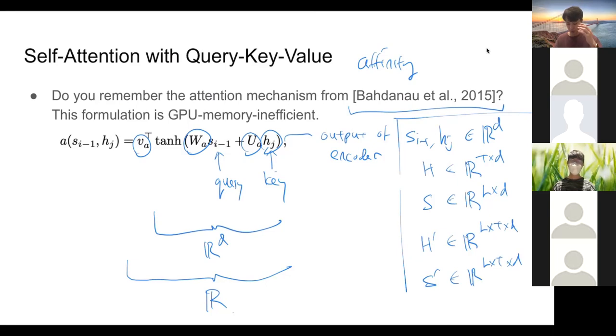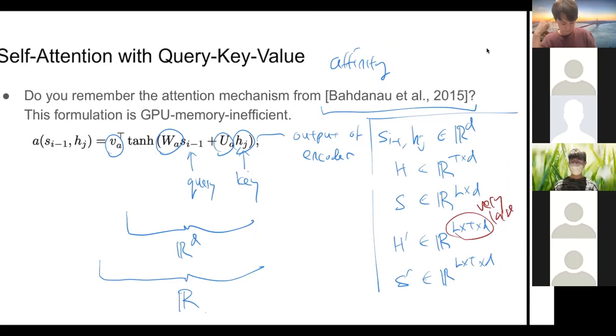But of course, you're stacking on different dimensions. In H prime, you're stacking on the first dimension, whereas in S prime, you're stacking on the second dimension. After that, you can compute this in parallel, but this is a very large number. Usually this is a very large number. That's why this formulation is GPU memory inefficient.